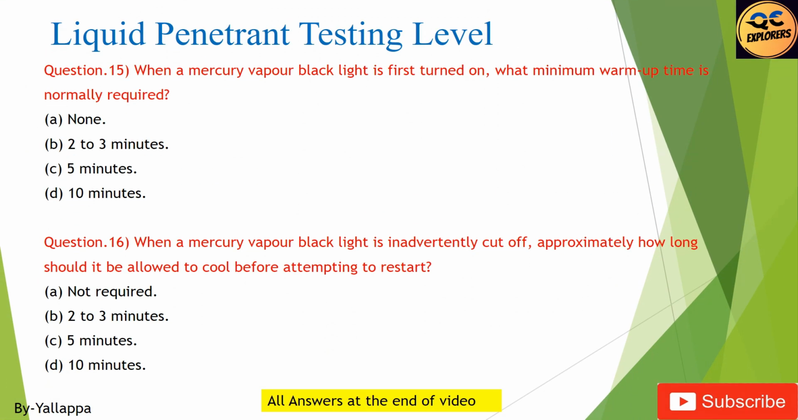Question point 15. When a mercury vapor black light is first turned on, what minimum warm-up time is normally required? None. 2 to 3 minutes. 5 minutes. 10 minutes. Question point 16. When a mercury vapor black light is inadvertently cut off, approximately how long should it be allowed to cool before attempting to restart? Not required. 2 to 3 minutes. 5 minutes. 10 minutes.